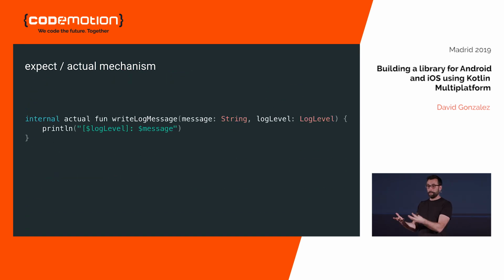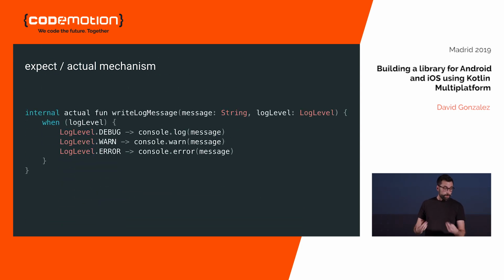In your actual implementation, you have this actual keyword in front of the function. This is saying that whenever in my multi-platform project I'm calling this write log function, this is the actual implementation I want to execute in the platform that I'm targeting. You can go a bit deeper, and basically it's the same thing, right? Different platforms can have different implementations, and it doesn't have to be just one. You can have multiple implementations for all the different platforms.